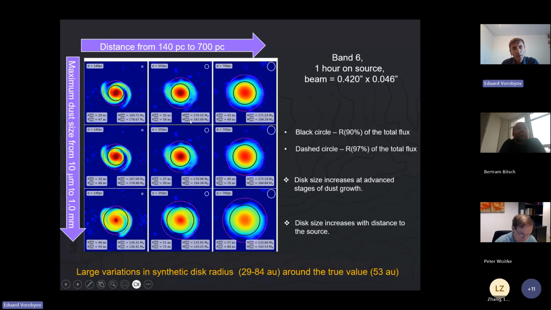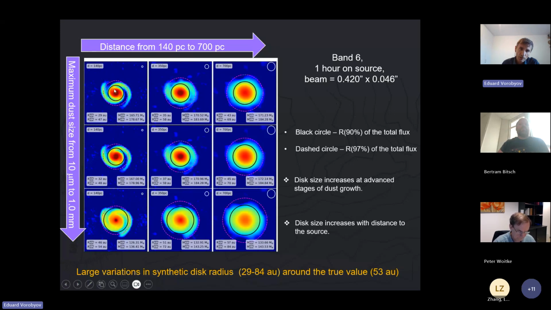And now we do our exercise with RADMC and the ALMA OST tool. We take band 6, 1 hour integration on source, and the beam size as shown here. And what you see here are different images for different distances. So each column is a different distance to the source, and each row is the different maximum size of dust grains.